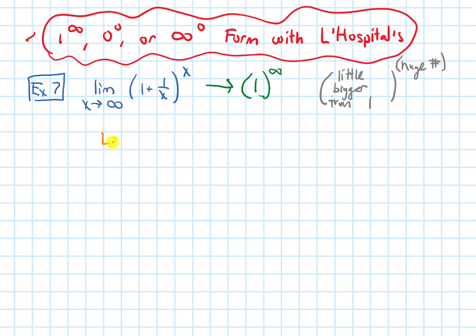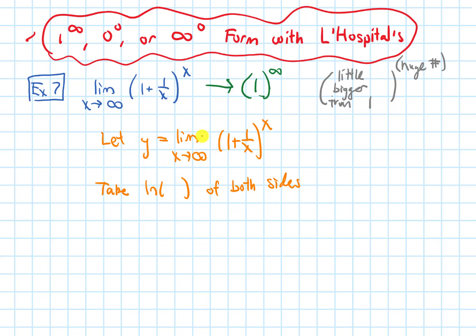I'm going to begin by letting my limit be y. I'm going to let y be the limit as x goes to infinity of 1 plus 1 over x to the x power. And then I'm going to take ln of both sides. And the reason for that is there's a log property that says that if I have a power like this x power inside of a log, I'm going to get to move that in front. So it'll get rid of this exponent here. Or at least it'll move it.